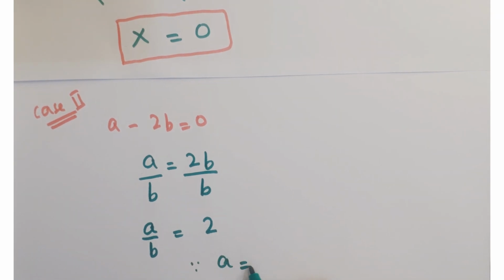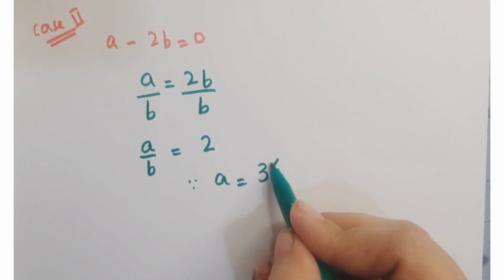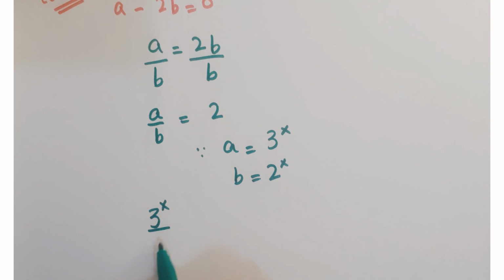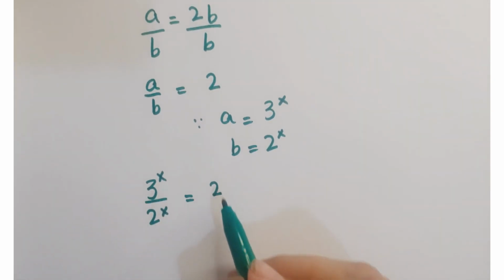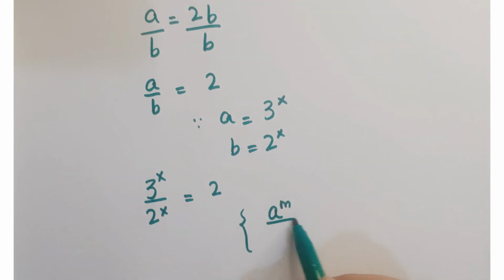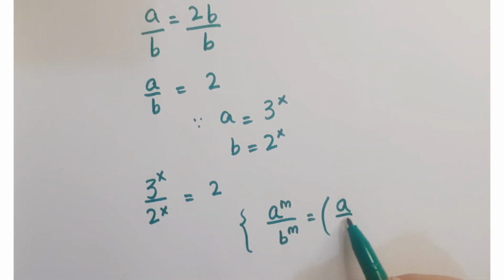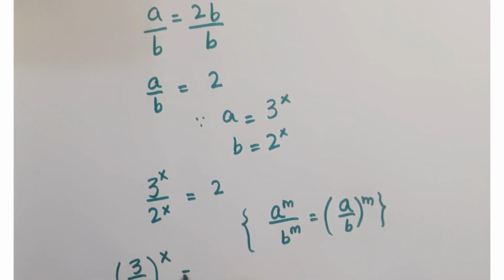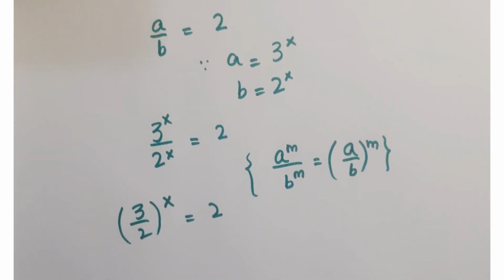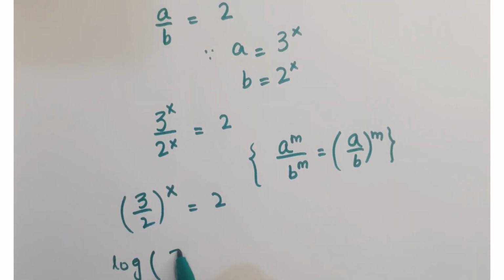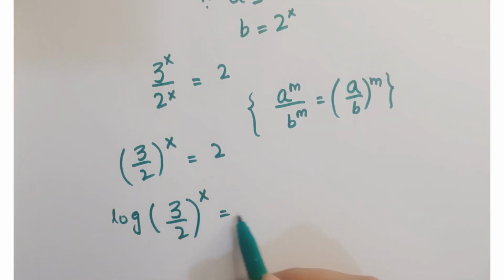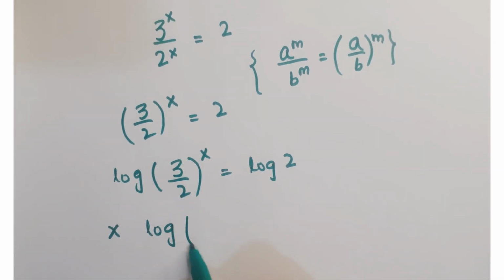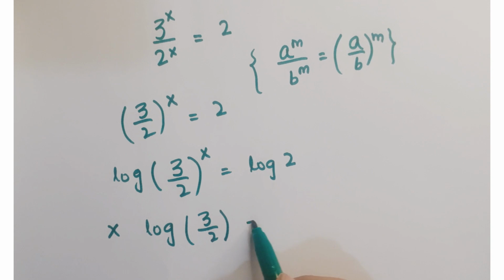Now, according to our assumptions, a is equal to 3 to the power x and b is equal to 2 to the power x. So, replacing this, we have 3 to the power x upon 2 to the power x is equal to 2. As you know that a to the power m upon b to the power m can be written as (a upon b) whole to the power m. So, we have (3 upon 2) whole to the power x is equal to 2. Now, in order to evaluate x, just take log on both sides. So, this x moves here.